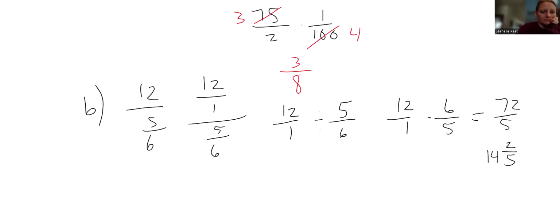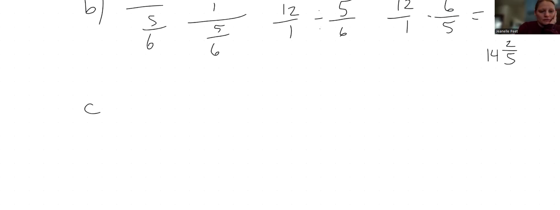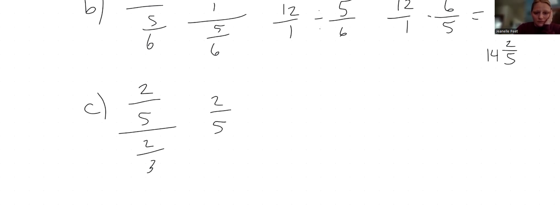Letter C. 2/5 divided by 2/3. So again, just a fraction being divided by a fraction, and we never really divide fractions, so we can rewrite this as 2/5 being multiplied by 3 over 2. What's nice about this one, if we check for cross canceling, is these 2's will reduce to 1's, right? So when I do the multiplication across, 1 times 3 gives me a product of 3, and 5 times 1 gives me a product of 5.